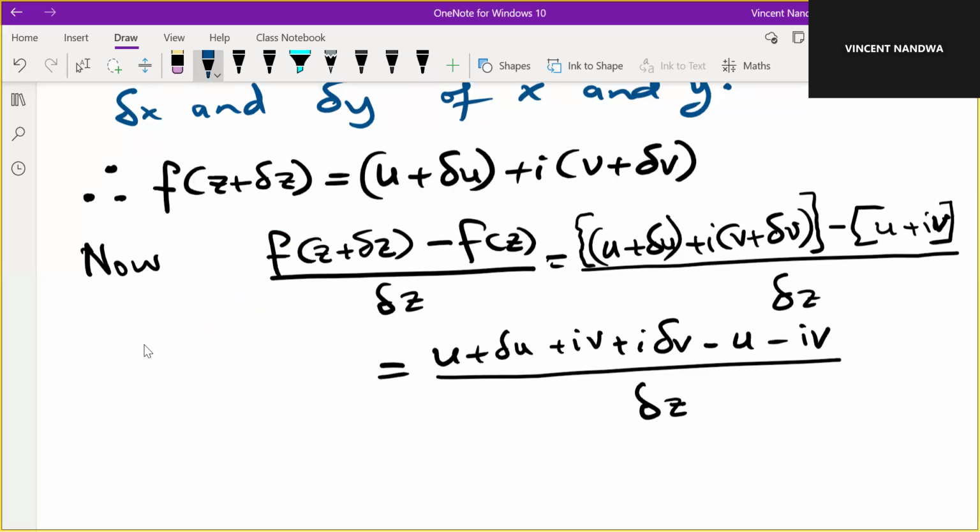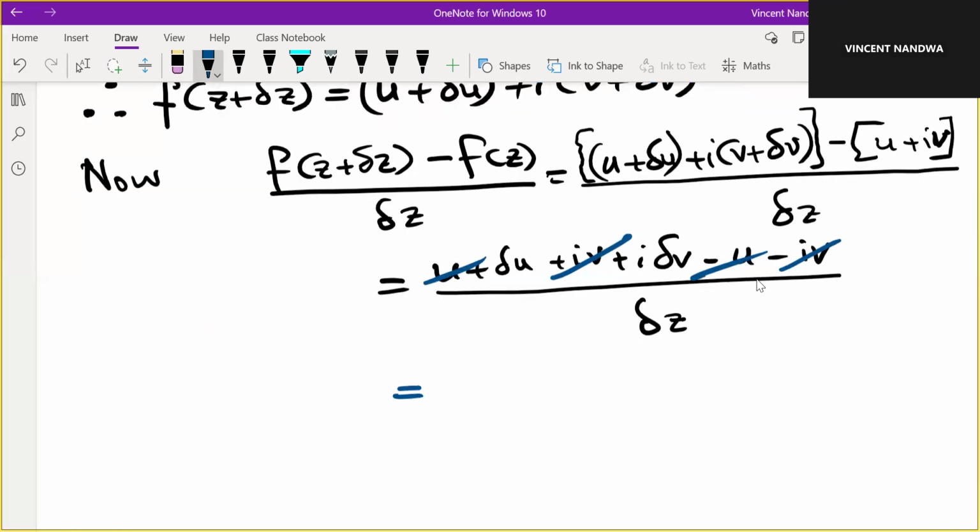Some terms will cancel out in the numerator. Which term and which term? iv, iv. The other terms? u and u, okay? u and minus u. So therefore, this will give us just delta u plus i delta v divided by delta z. So this is the difference quotient.